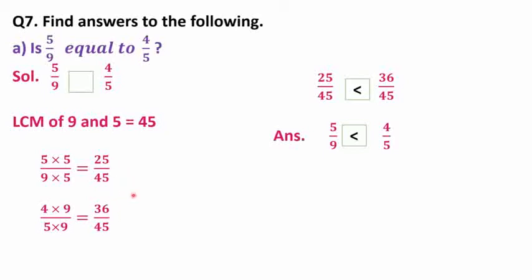Now both of these fractions you can compare, the denominators are the same. Now they are like fractions. Now simply we can compare the numerators and find which is greater. So we find here 36 by 45 is a greater fraction than 25 by 45. So therefore 4 by 5 is greater than 5 by 9.